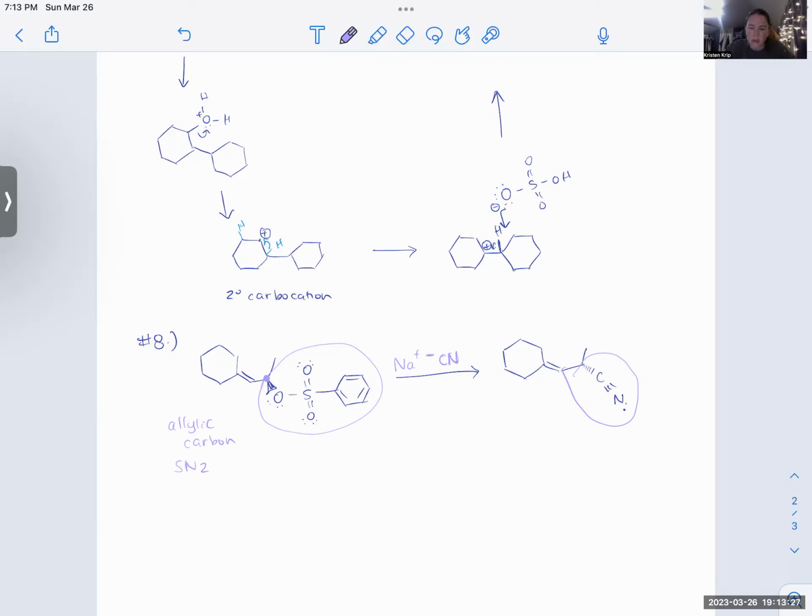And yeah, it would be backside attack because since it's SN2, they happen at the same time, right? So your leaving group is leaving and your other group is coming in. So the only way it could happen is a backside attack. So it would create that Walden inversion.